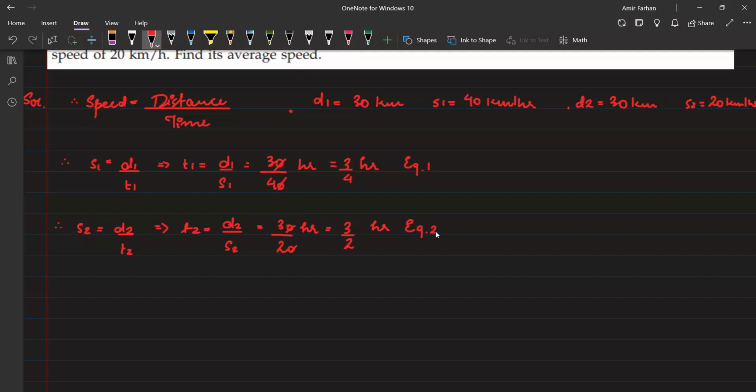Now you can see these two are the halves. You can say these two are the intervals of time to cover the journey of 60 km. These two are the times, because the first time taken by the car is 3 by 4 hours, and the second journey has been covered in 3 by 2 hours. So this will be the total time to cover the whole journey. Yes or no?